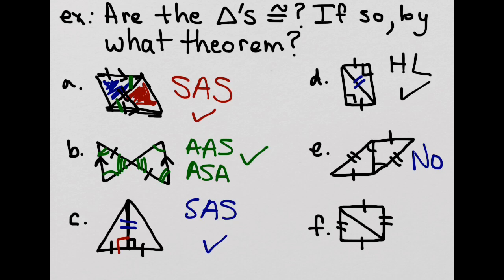Okay, last one. We have got two triangles. They share a common side, so we can mark that one as being a third pair of congruent sides. Oh, and when we've got three pairs of congruent sides, we can just say yes by the side, side, side theorem.